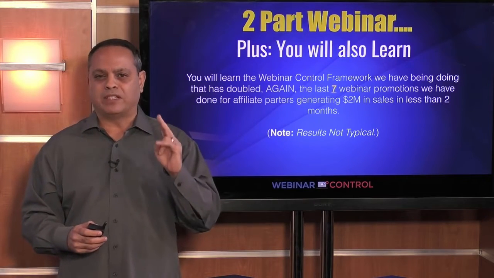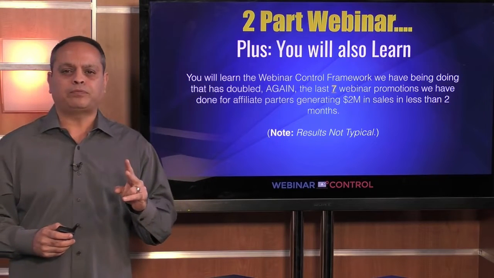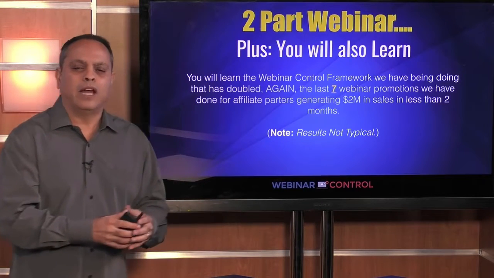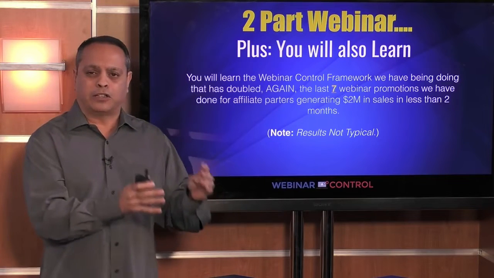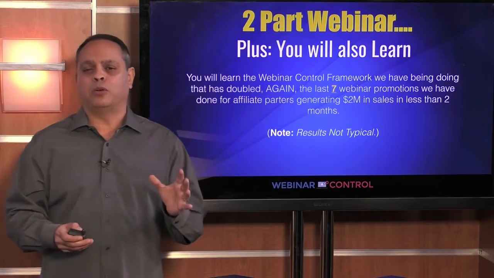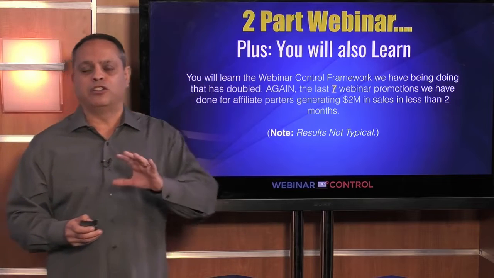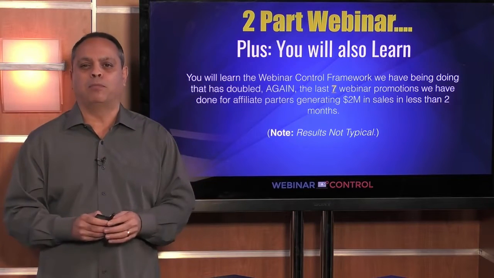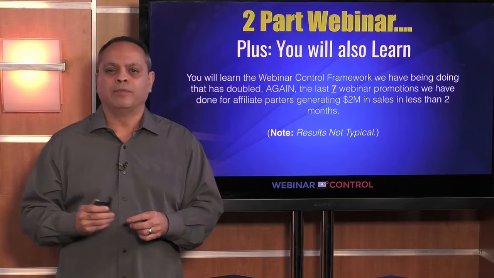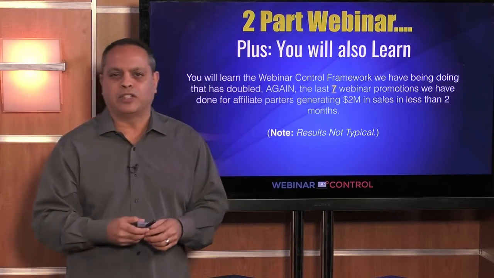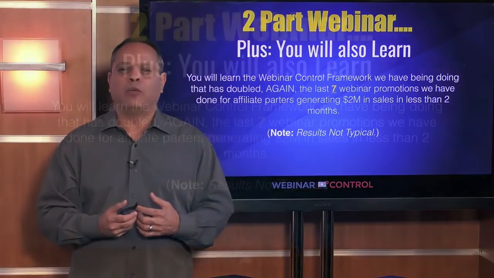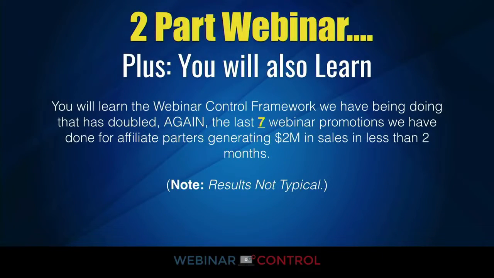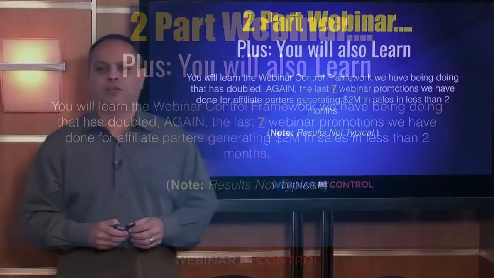Okay? And remember, this is a 2-part webinar. I'm going to do part 1, and then we're going to take a small little break, and then we're going to come back for part 2. And part 2 is even better than part 1, and you're just absolutely going to love part 1. So you're going to be blown away when we get to part 2. Okay? Next, in part 2, you will learn the webinar control framework that has doubled again the last 7 webinar promotions we have done for our affiliates, generating $2 million in sales in just 2 months. Obviously, results are not typical.